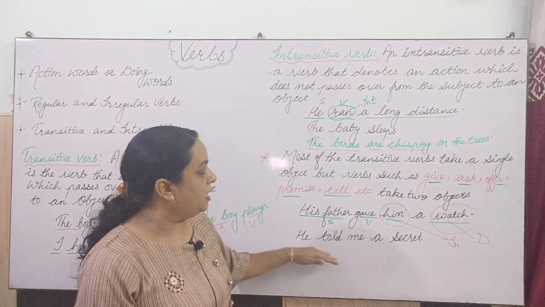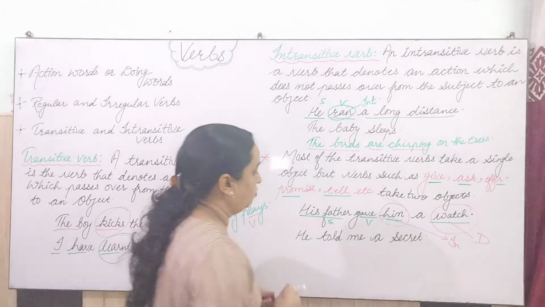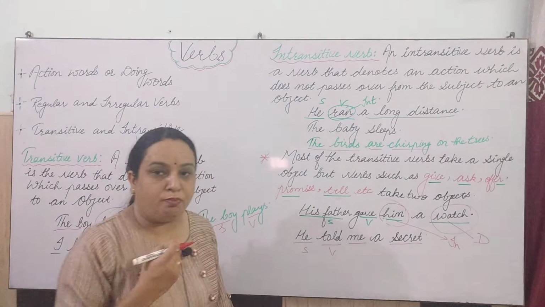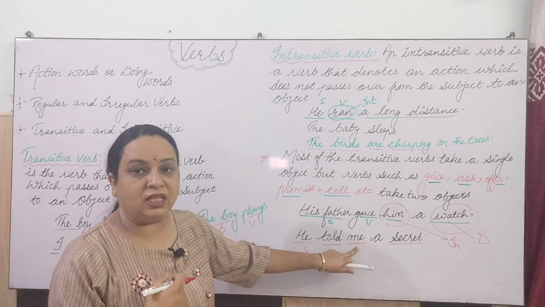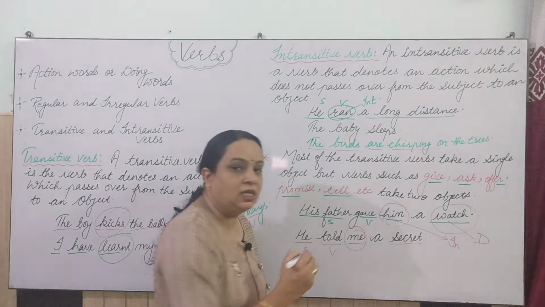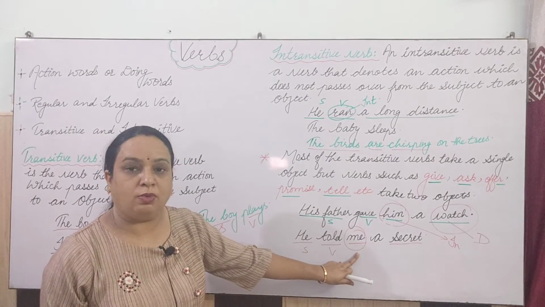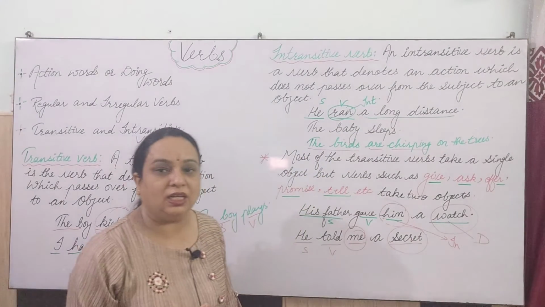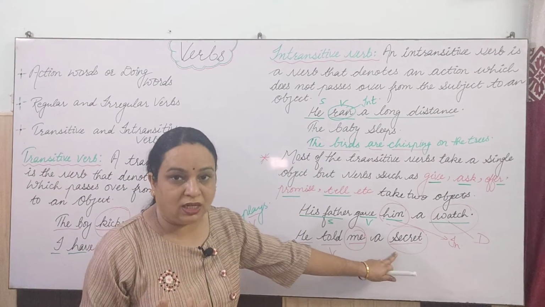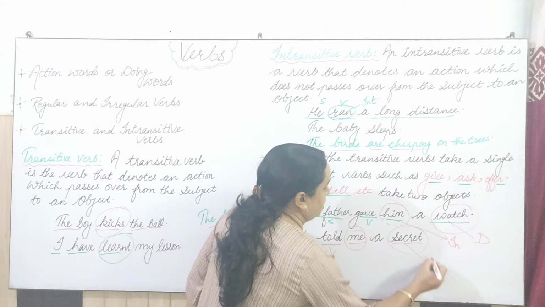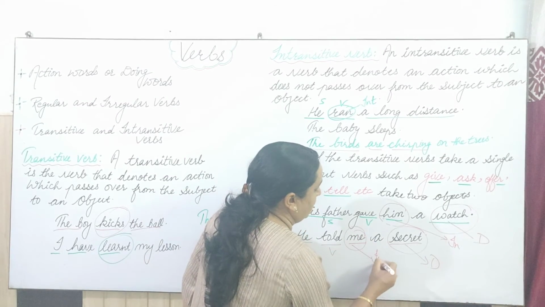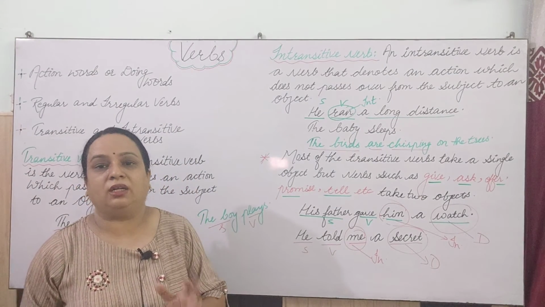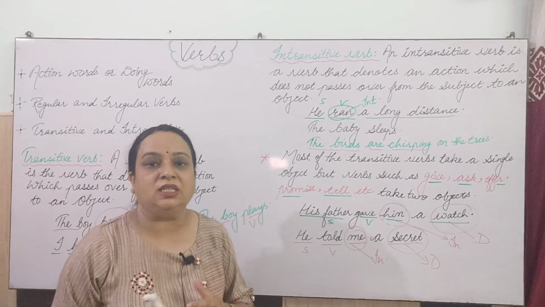Now let's see the second one. He told me a secret. He is the subject, told is the verb, me and secret. I am getting the secret, so I am working as the receiver here. Moreover, this is a person, so this is the indirect object. The second one is secret. What he is getting is a secret, that is the thing, so that will be the direct object. So secret is the direct object and me is the indirect object in this sentence. Like this you will be able to get the difference between transitive and intransitive verbs.